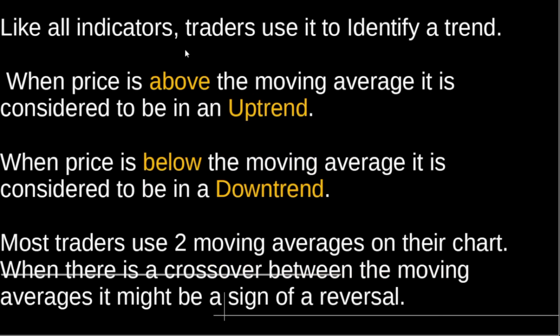Like all indicators, traders use it to identify a trend. When price is above the moving average, it is considered to be in an uptrend. When price is below the moving average, it is considered to be in a downtrend. Most traders use two moving averages on their chart. When there is a crossover between the moving averages, it might be a sign of a reversal.